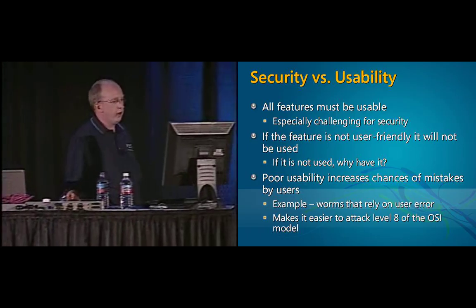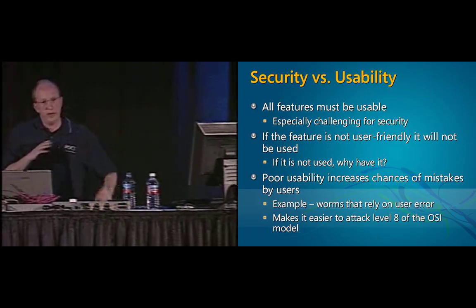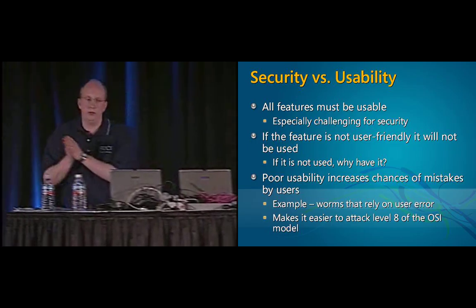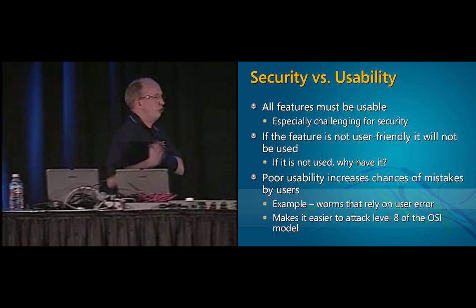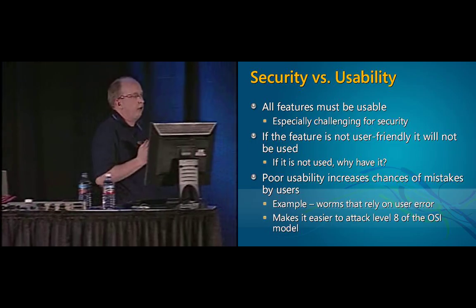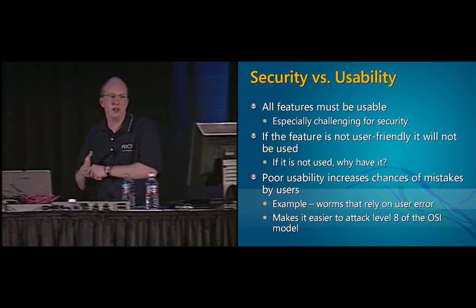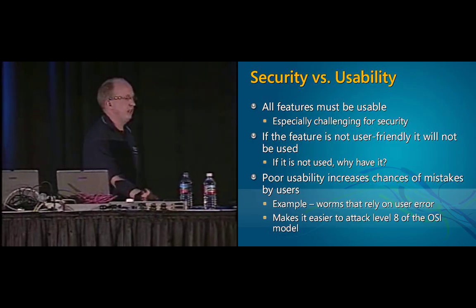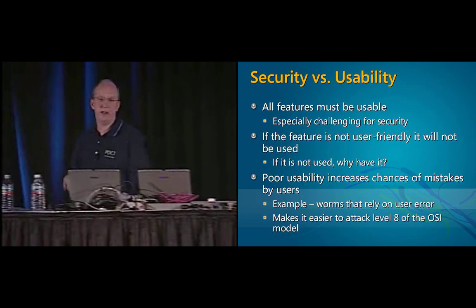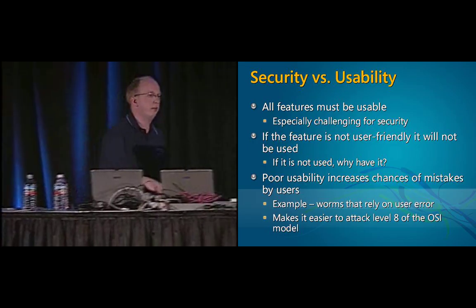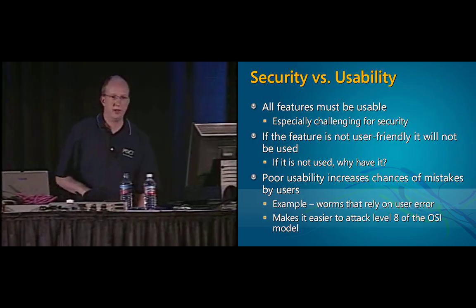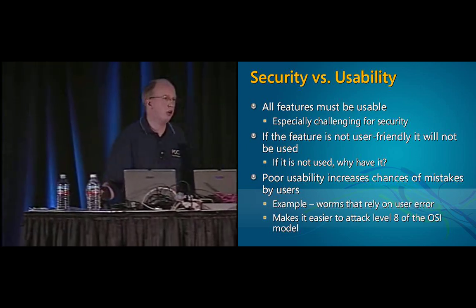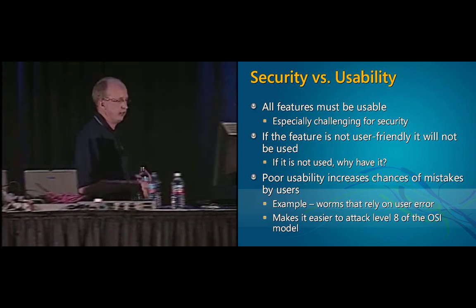And what it actually does is, a lot of people take the pendulum too far, right? And make their application super secure. A great example is over complex passwords, right? And it does this: it makes it easier to attack level 8 of the OSI model. And level 8 of the OSI model is people, right? So it basically introduces a lot more people attacks versus technology attacks.